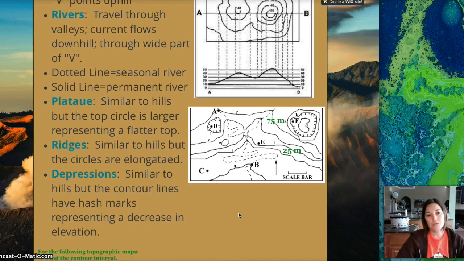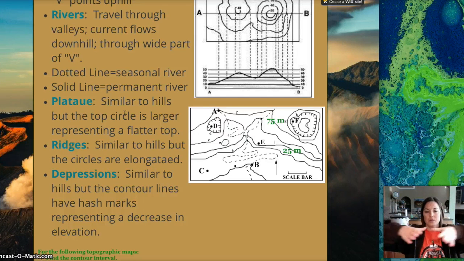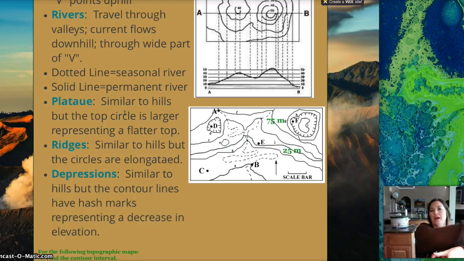Plateaus are something that you need to be able to also recognize. They're very similar to hilltops, except there's a larger circle that represents the top of the plateau instead of a smaller circle, which represents a more pointy peak. If your hilltop circle is wider, that represents a flatter hill, which is in fact a plateau, a hill that has had the top cut off.